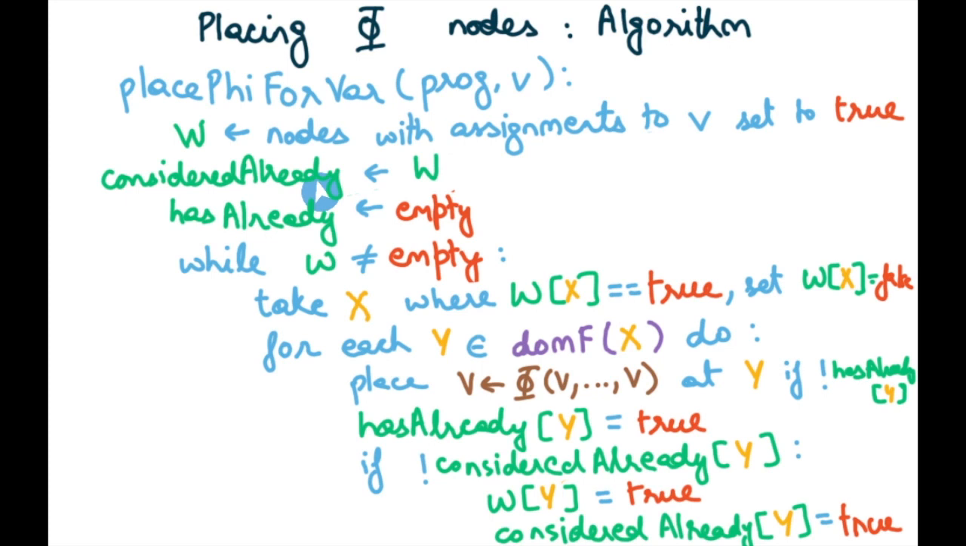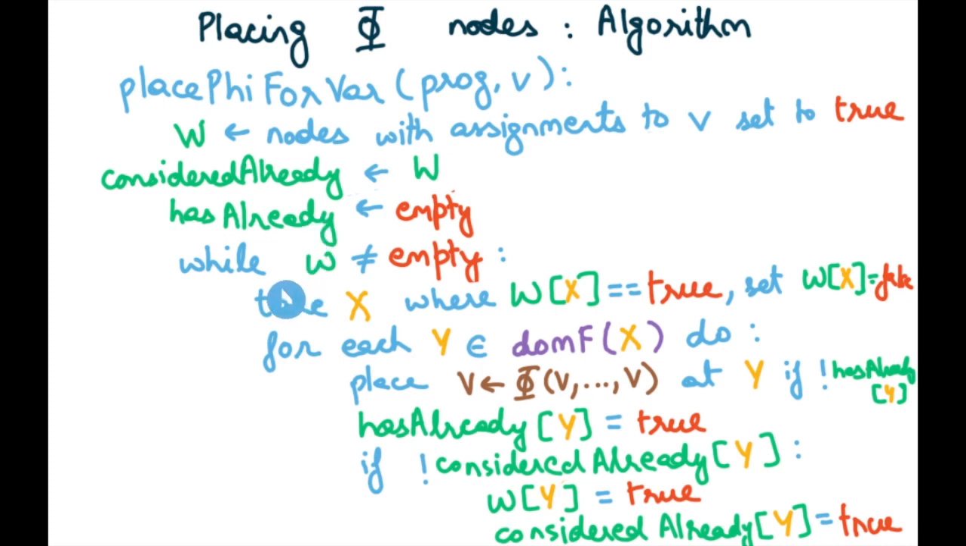Considered already, recall, is the cumulative set for the work list, and it is initialized to everything that W has been initialized to. That's the initial value of considered already. As the algorithm proceeds, considered already will keep growing, as we have already said, but the work list may shrink or grow depending on what dominance frontiers we see. And has already are the nodes where a phi node already exists for this particular variable V, and it has been initialized to empty. So initially there is no phi node anywhere.